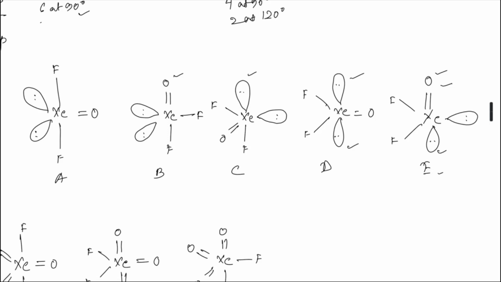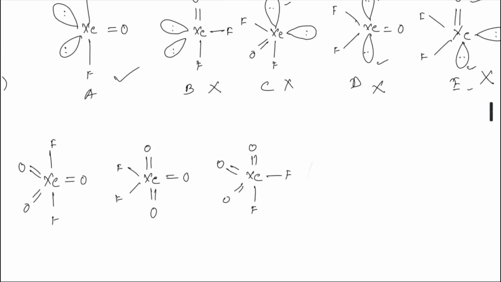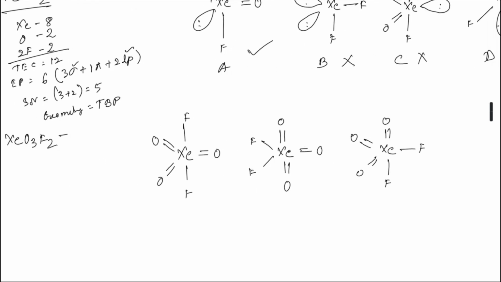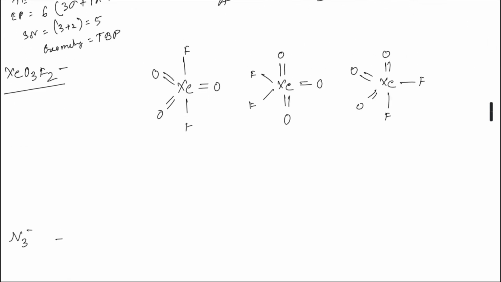So in case of E, as one lone pair and a multiple bond are in axial, this will be eliminated. In case of D, also 2 lone pairs are in axial, so it will be eliminated. In case of C, one lone pair is axial, so this will also be eliminated. And in case of B, one oxygen is in axial, so this will be eliminated. In case of A, where 2 lone pairs and the oxygen are equatorial, so this will be the preferred geometry. Now we'll see the next question, XeO3F2.